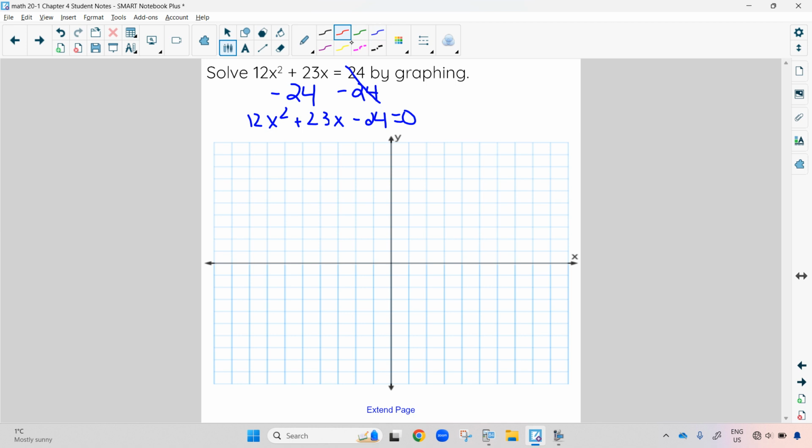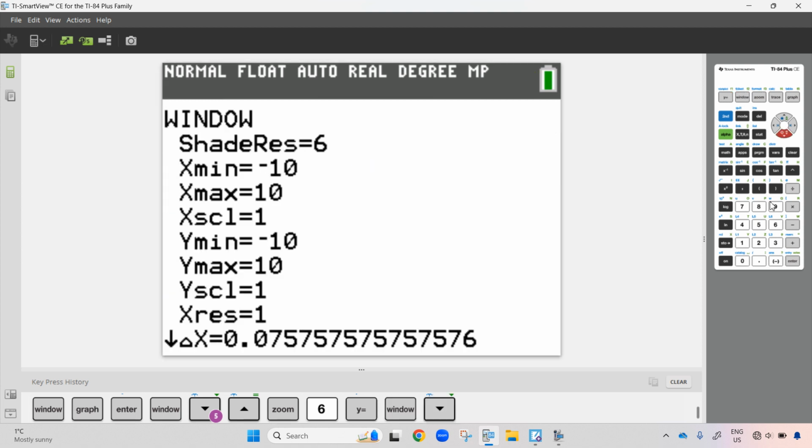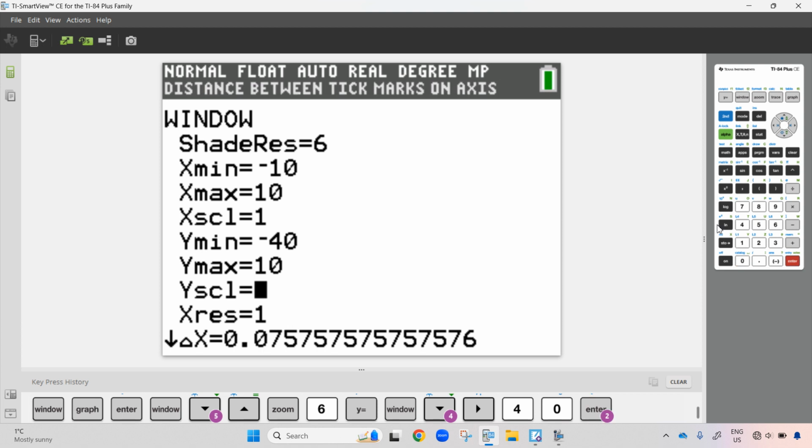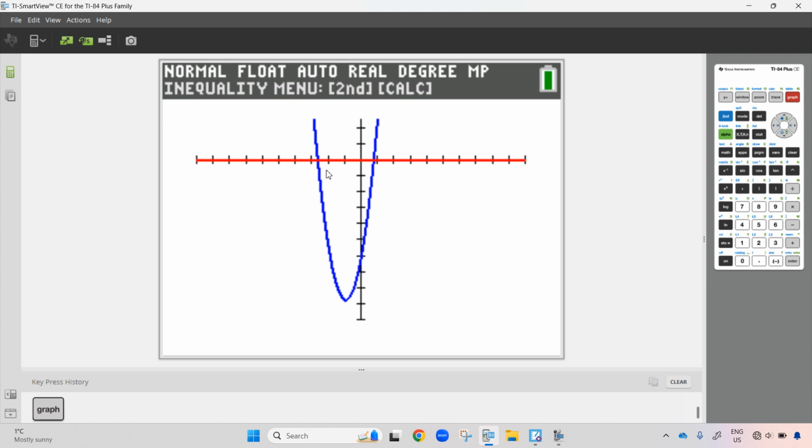So now that it's isolated, I'm going to put this into my graphing calculator. This is y1, and this side will be y2. So let's go into our calculator, and you can see in y1, I have my equation. In y2, I have 0. Now let's adjust our windows, because at negative 24, I'm not going to see the y-intercept with my standard window setting. So I think my x values are okay, but I think I'm going to go down a little bit more. Let's go down to negative 40, and I'm just guessing, and we'll go up by 4s. Hit graph. Okay, now that's a good window setting because I can see x-intercepts, y-intercept, and vertex.